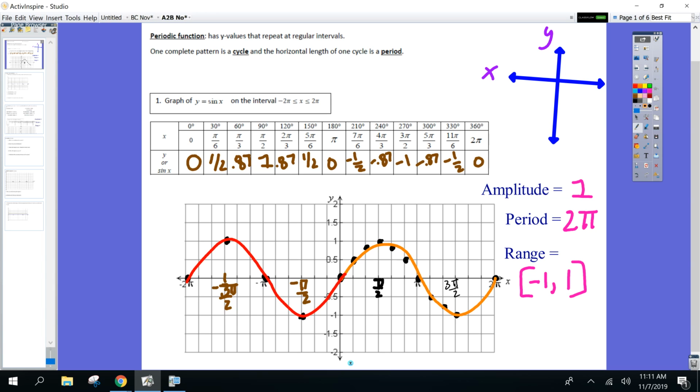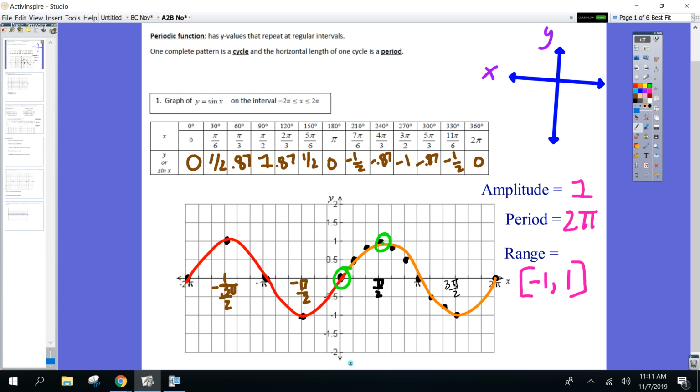Where does sine start? Where do we start this graph at? Where did it start? At 0. Okay, starts at 0. Then it travels up to, how high does it go? 1, which we'll call the max. There's the second key value.